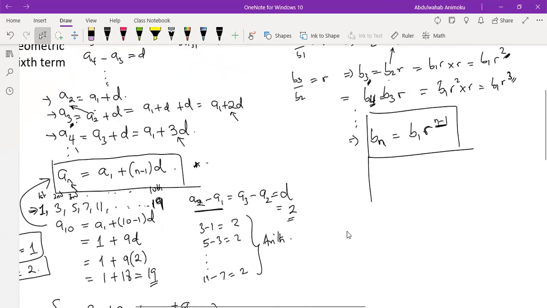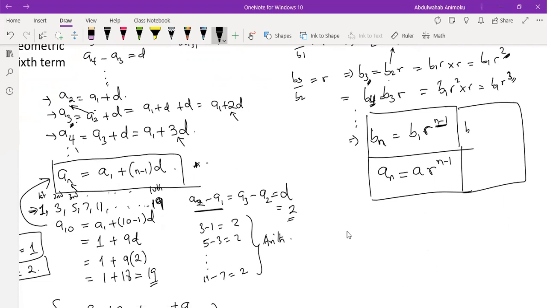Depending on what you are comfortable with, some people prefer to use an and use a as the first term, and then they'll still have the same formula. So whatever you prefer to use. In some other cases, they use bn, b1, and they use common ratio to be q, to the power n minus 1. So whatever one you're comfortable with, you can use that depending on how you learned the subject. All right. Now this is the nth term.